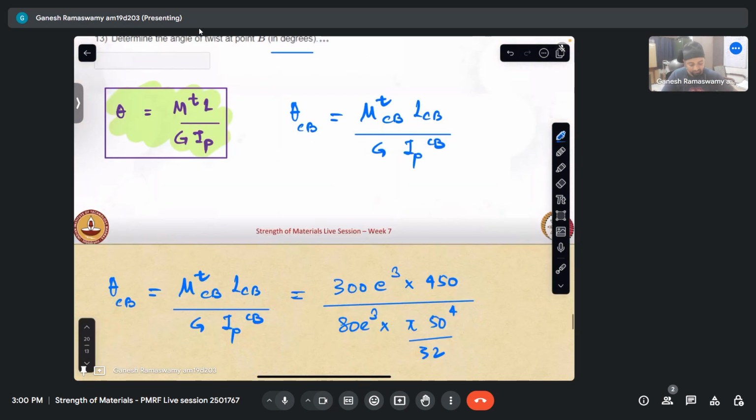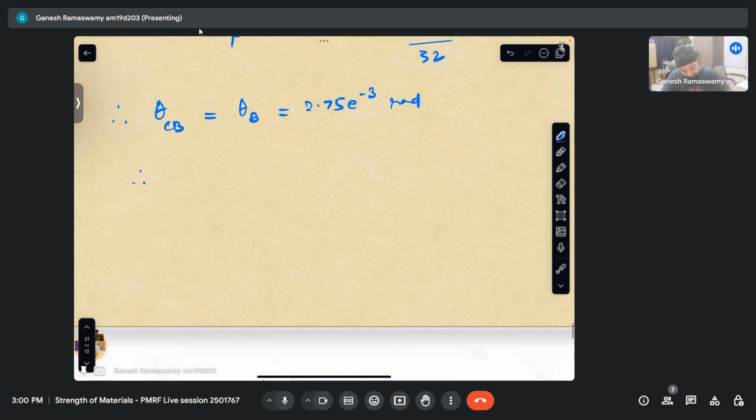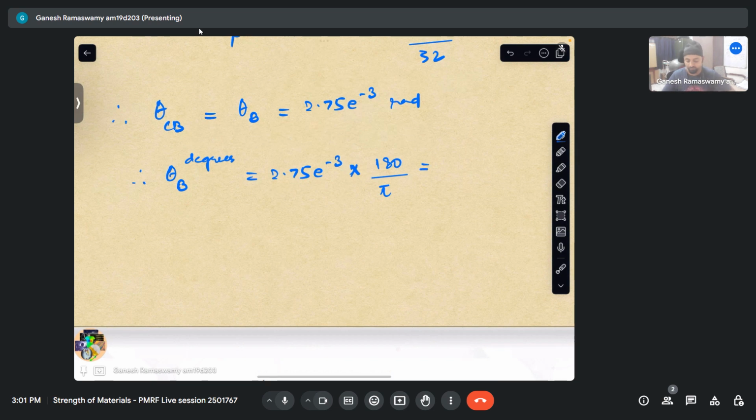So therefore theta B in degrees is this quantity into 180 by pi. This is the conversion factor. So this comes out to be 0.158 degrees. So therefore theta B is 0.158 degrees.